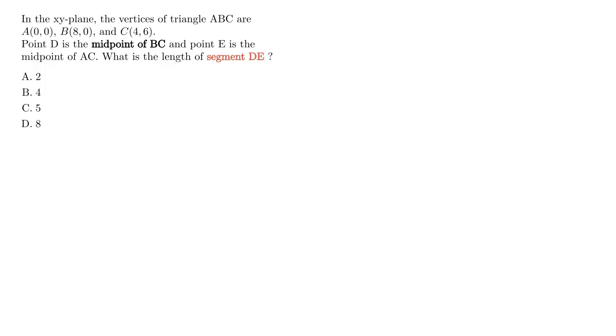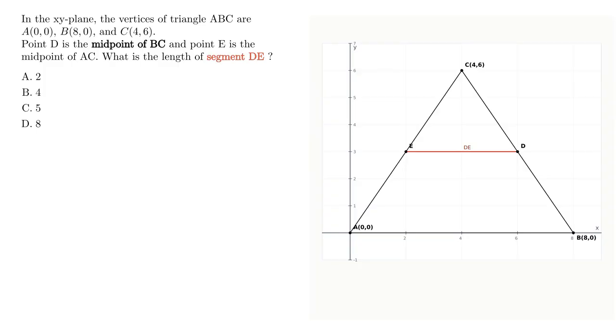Before we compute anything, let's note the answer choices, so we know what kind of number we're aiming for. Let's use a simple diagram to make the relationship easier to see. Since D and E are midpoints, the main idea is simple. A midpoint sits halfway between 2 endpoints.